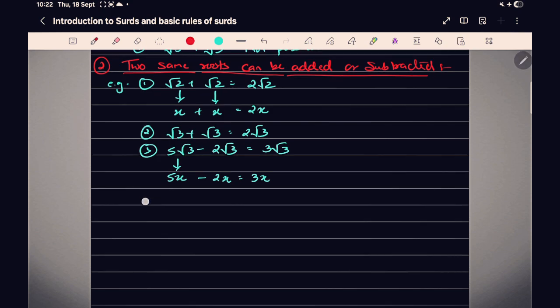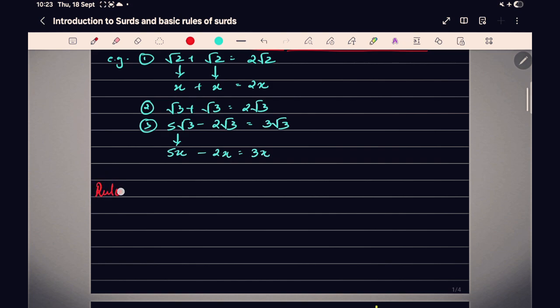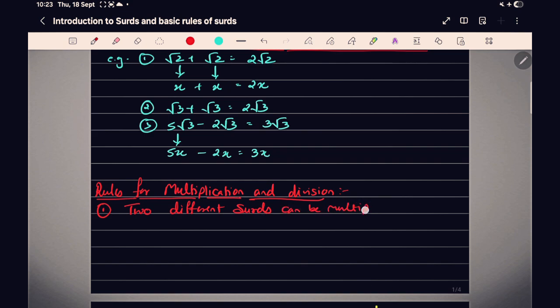Okay? Next, rules for multiplication and division. The first: two different roots or two different surds can be multiplied and divided. Let's see certain examples.